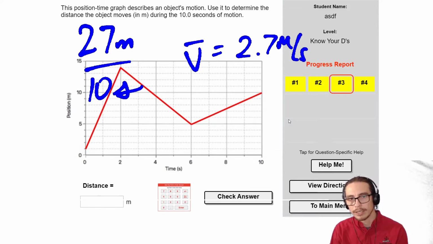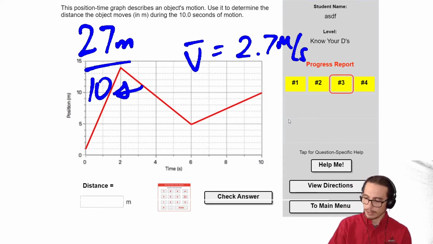Now, my average speed tells me more of what the object was doing on the whole. It was moving the whole time. My average velocity only cares about the beginning and ending. So distance and speed care about the path you take. Displacement and velocity care about just beginnings and endings, if I'm talking about average velocity specifically.